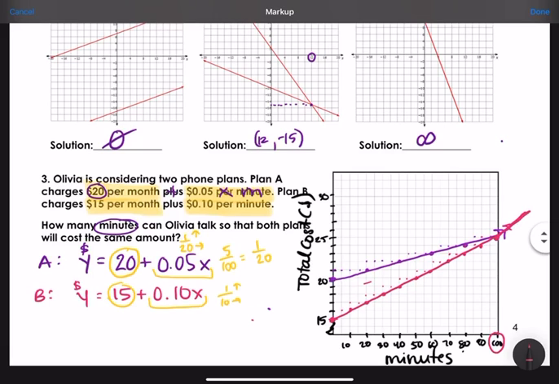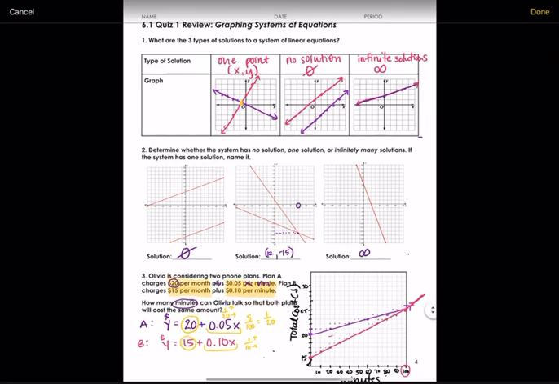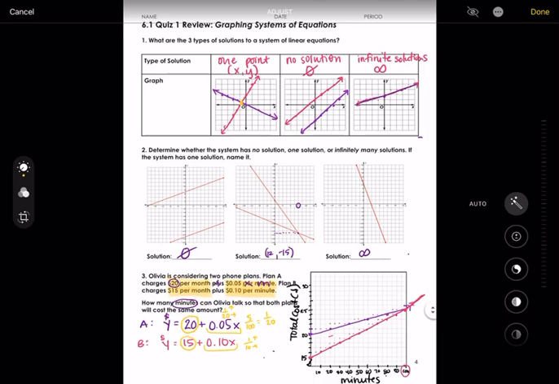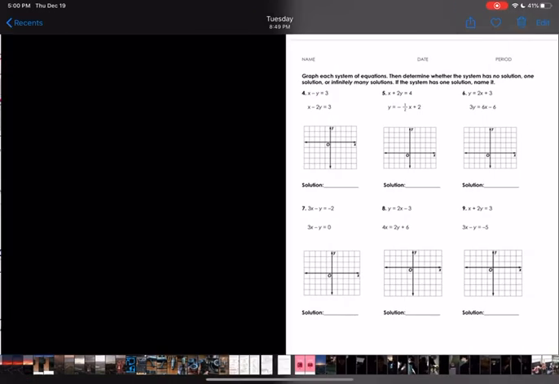So in a real life situation, if you are a big talker and you're going to talk a lot, then the purple plan would be best. But if you're not going to use that many minutes talking, then the pink plan is probably the better plan. All right, so that is the first page of the quiz review, and I'm going to move on to the second page.